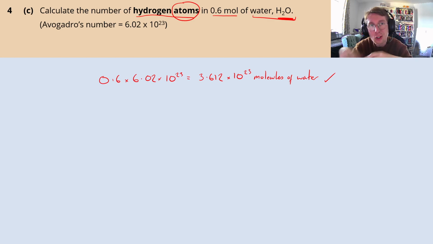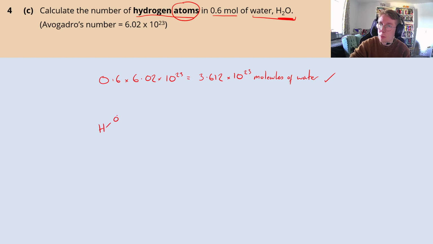Okay, so if you've got 1 mole of bikes, that means that you'll have 2 moles of wheels. So if you have 1 lot of Avogadro's number of bikes, you'll have 2 lots of Avogadro's number of wheels. So if we look at the formula for water, it has the formula H2O.